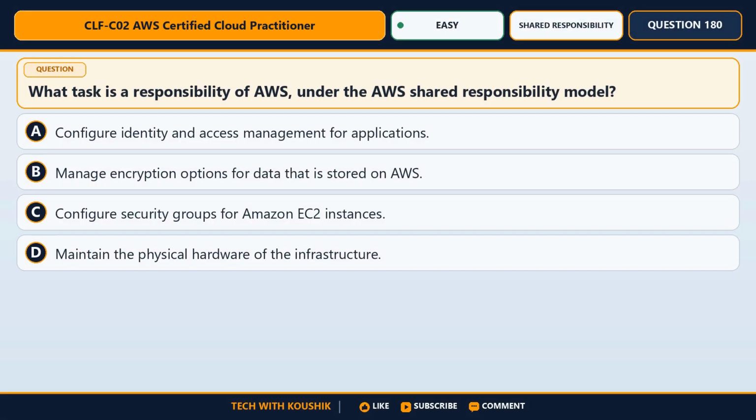Question number 180. What task is a responsibility of AWS, under the AWS Shared Responsibility Model? Option A, configure identity and access management for applications. Option B, manage encryption options for data that is stored on AWS. Option C, configure security groups for Amazon EC2 instances. Option D, maintain the physical hardware of the infrastructure.